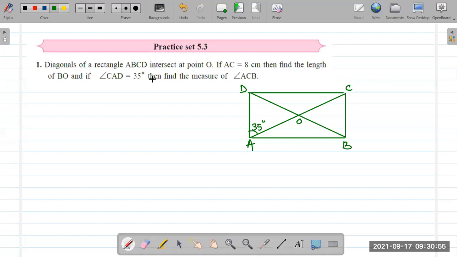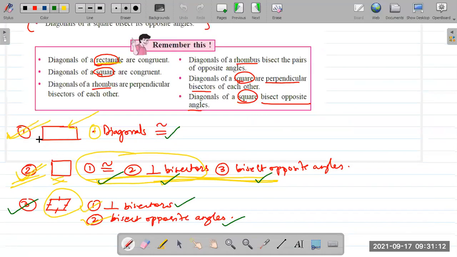Okay, students. Now we have to find the measure of angle ACB. Let's mark ACB. So we have to find this angle. Now, see, the proof is so easy. You just need to remember the property for diagonals of a rectangle. So what is the property for diagonals of a rectangle? The diagonals are congruent. So we are going to use this property.